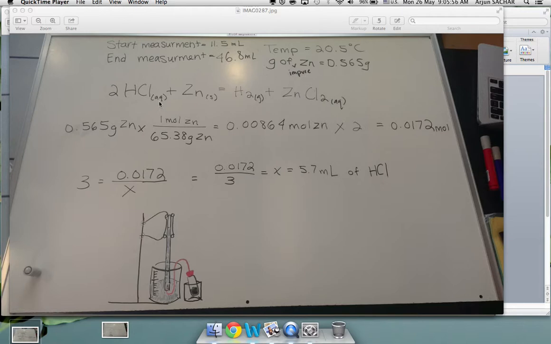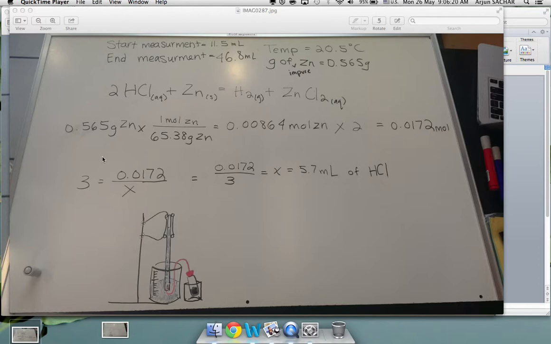So, right here we have all our measurements. For the barometer, it was upside down, so it started at a lower volume. It started at 11.5 milliliters and ended up at 46.8. And the temperature was 20.5 Celsius. That was the temperature of the water in the beaker. And the grams of the impure zinc, which we measured out, was 0.565 grams.